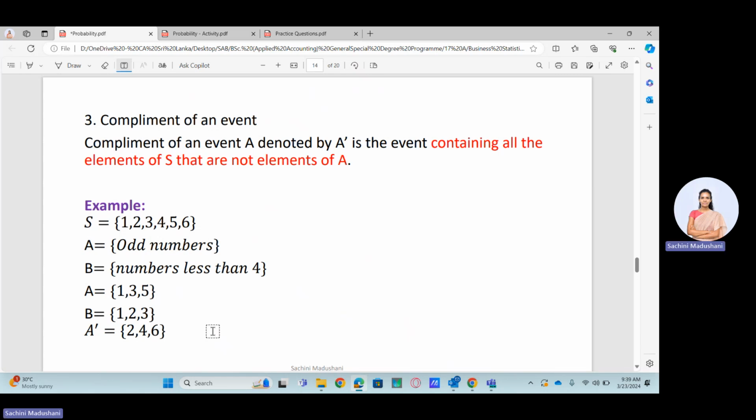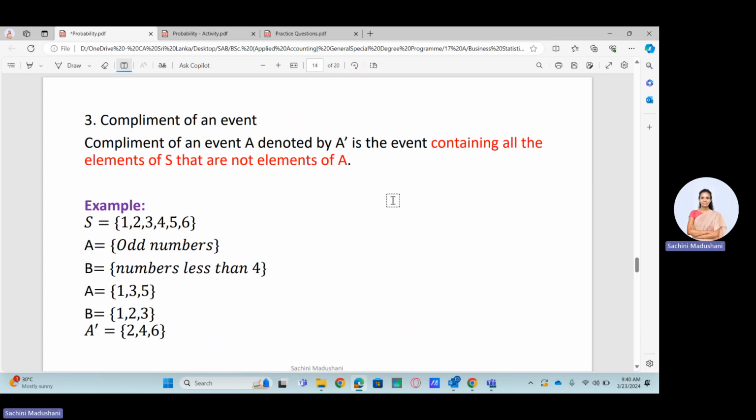Complement means these elements are not included in A, but they are included in the sample space. In the sample space, there are the numbers 1 to 6. A is odd numbers, 1, 3, 5. We cannot write 1, 3, 5, so we write the other remaining things that are in the sample space: 2, 4, 6. That we call the complement. We denote the complement by a dash, A dash. The complement of B we can write as B dash.